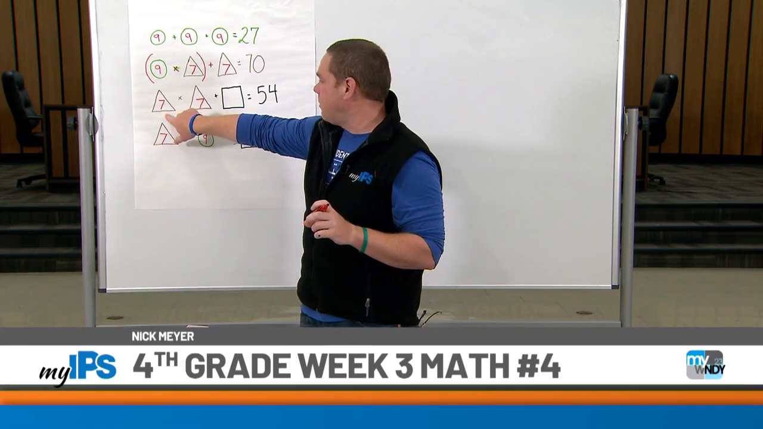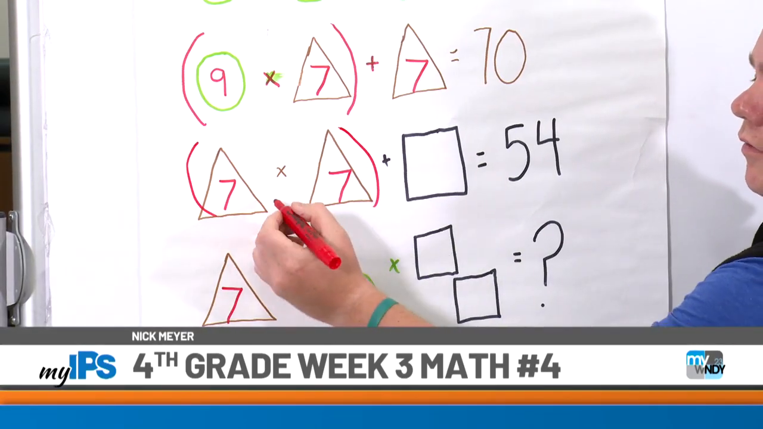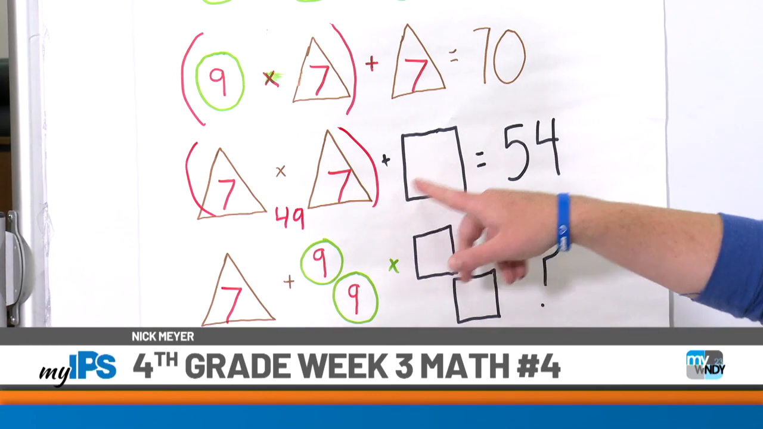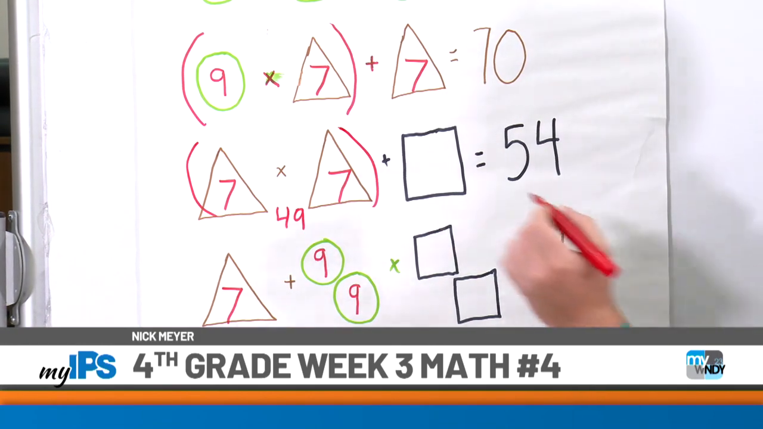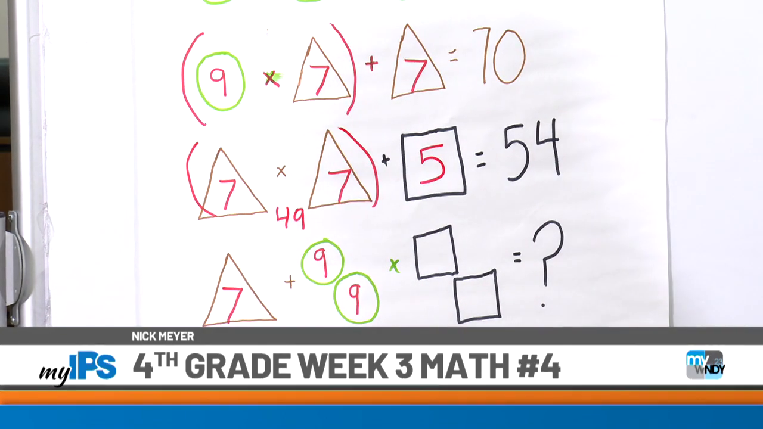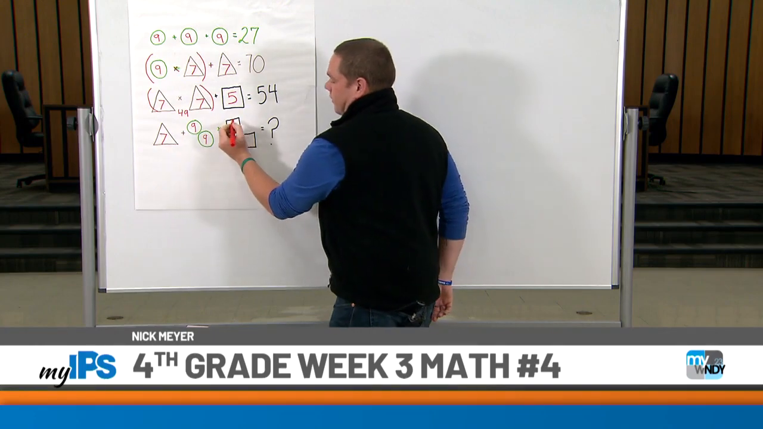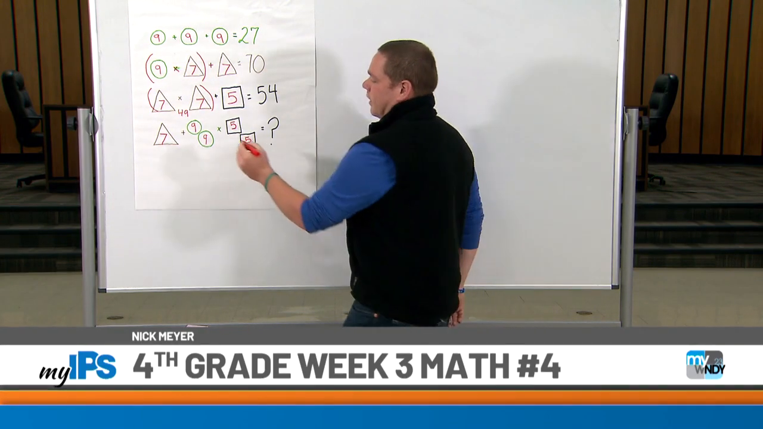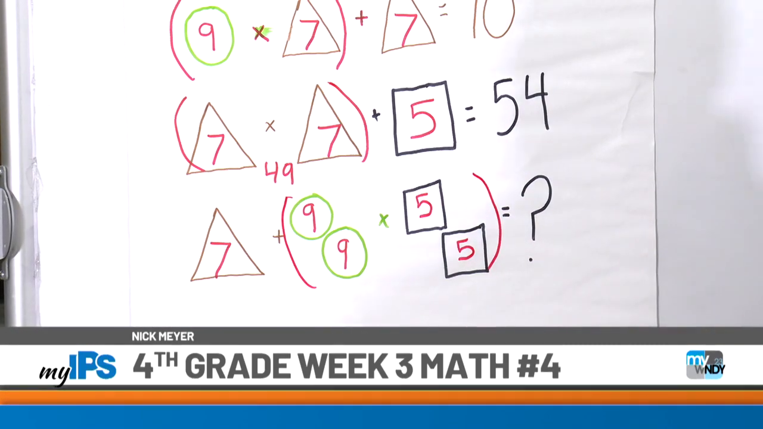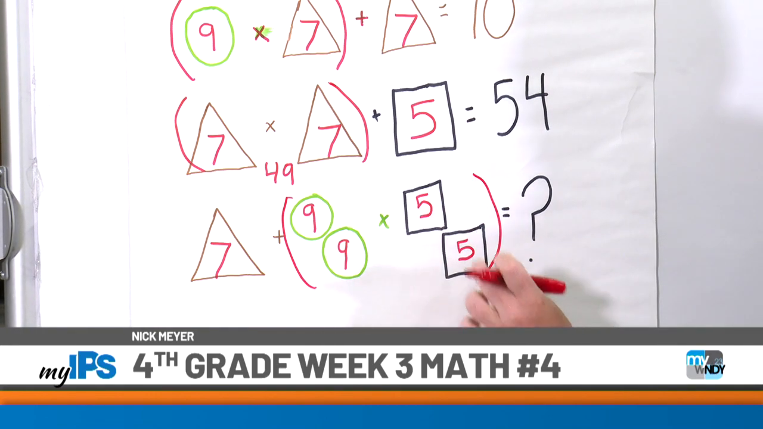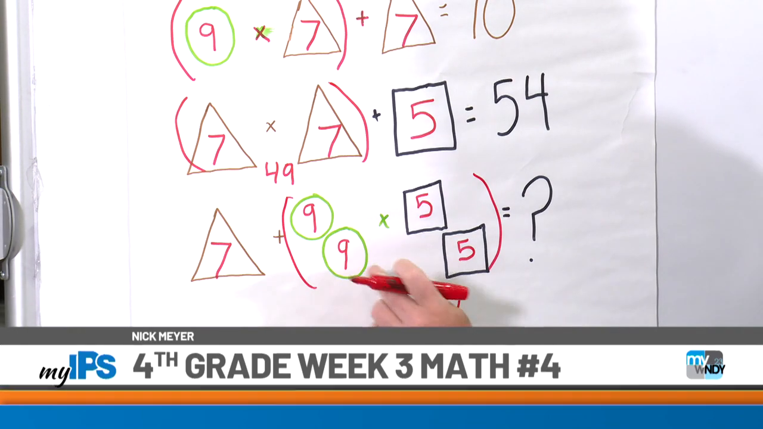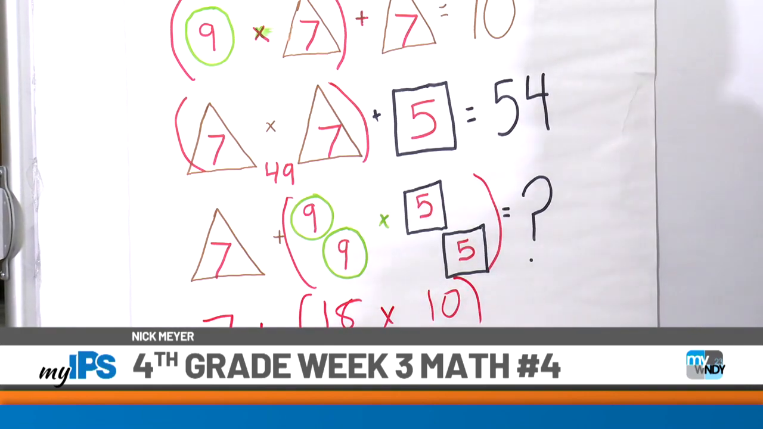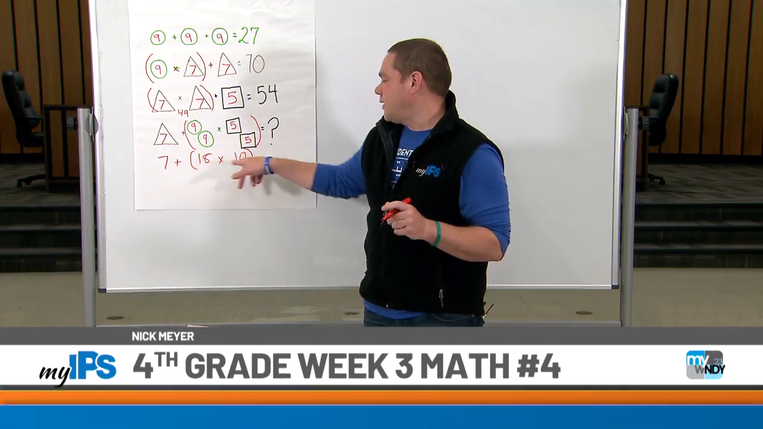Moving on, same idea here. We have to multiply first. So 7 times 7 is 49, plus some number equals 54. That number is 5. So all of the squares are 5. So now, again, I see multiplication. So I have to do, there's 2 5s there, and we're going to go with 10, 18. So 18 times 10 plus 7. 18 times 10, 180.